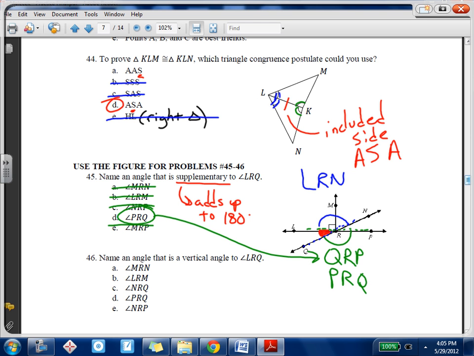PRQ. Remember that it doesn't matter how I order them, as long as the vertex is in the middle. Notice that it's R for both of these, it will be the same angle. So PRQ is the same as QRP. So the answer is D. Let me get a new page because I got messy.